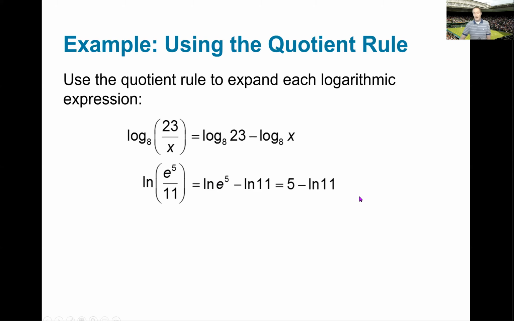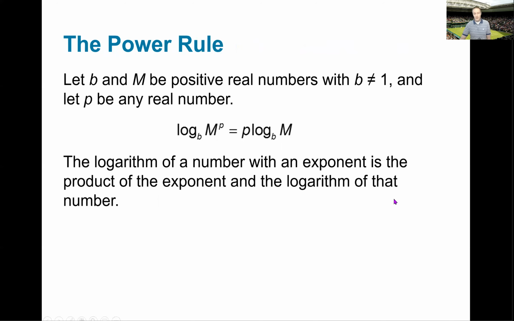Good answer. Now, in terms of answers like this, I would always prefer the exact answer as opposed to a decimal approximation. 5 minus the natural log of 11. I know the natural log of 11 is a number between 2 and 3 because it's asking me what power of e is 11, but it's going to be an irrational number. So it's better just to leave it as an exact answer as opposed to getting that irrational.